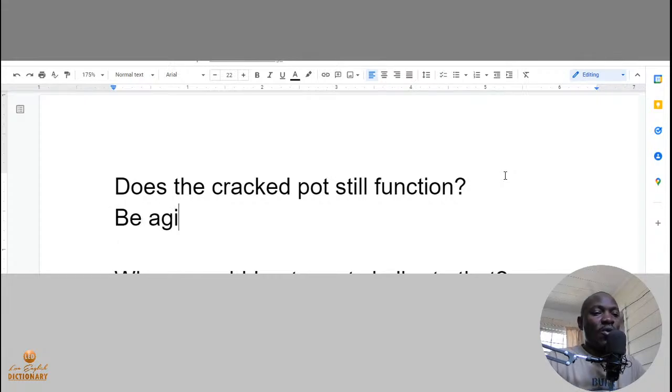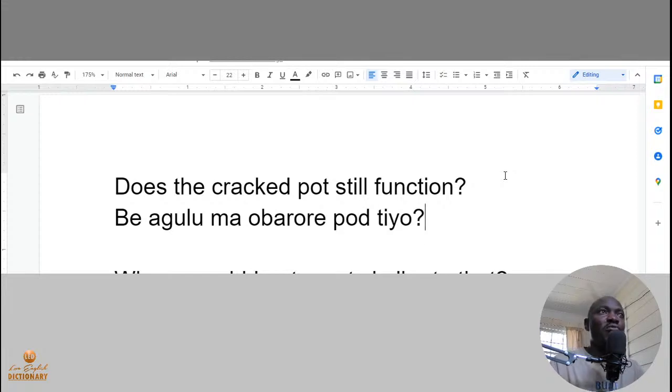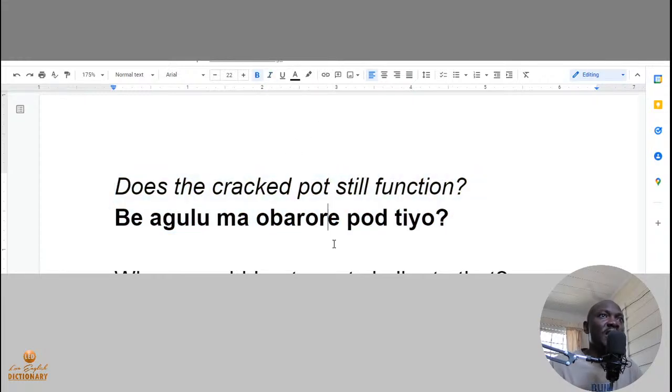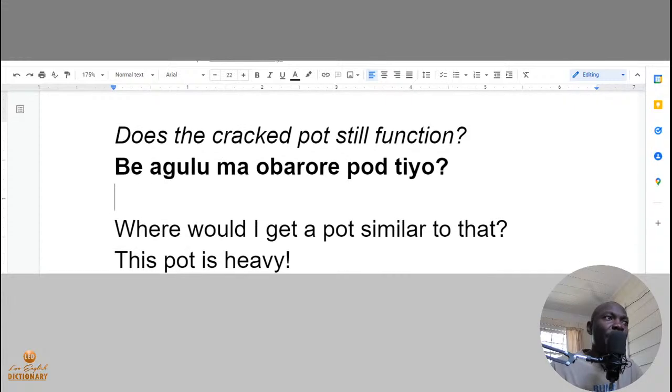Does the cracked pot still function? Be agulu ma obarore pod tiyo. Okay? And finally, no, not finally.